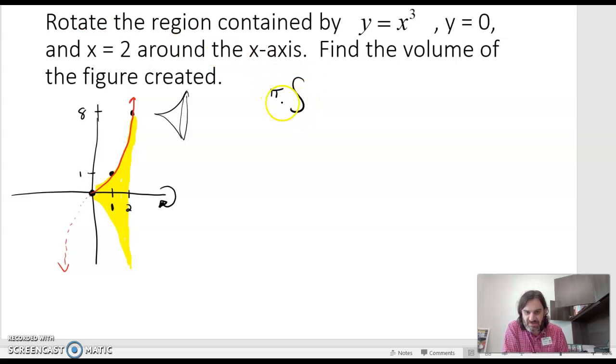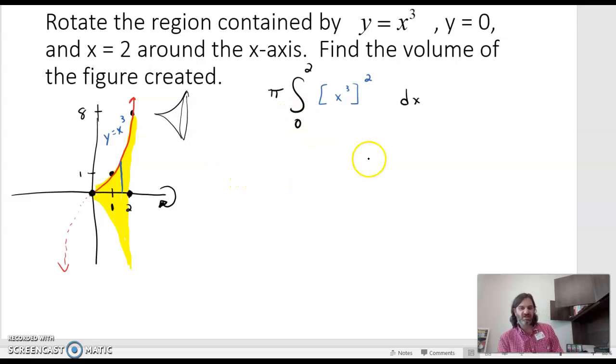So pi, and we need some endpoints, and because we're going around the x-axis, let's do it in dx. So the endpoints for x would be 0 to 2. And then the radius would be from the axis of rotation out to the curve, which that curve was y equals x cubed. So we're pretty happy that it's already in terms of x since we want dx. So we'll have x cubed as the radius, and then that will be squared. So pi from 0 to 2 of x cubed squared dx. So let's see here. We need to clean that up first. So pi from 0 to 2 of x to the 6 dx.